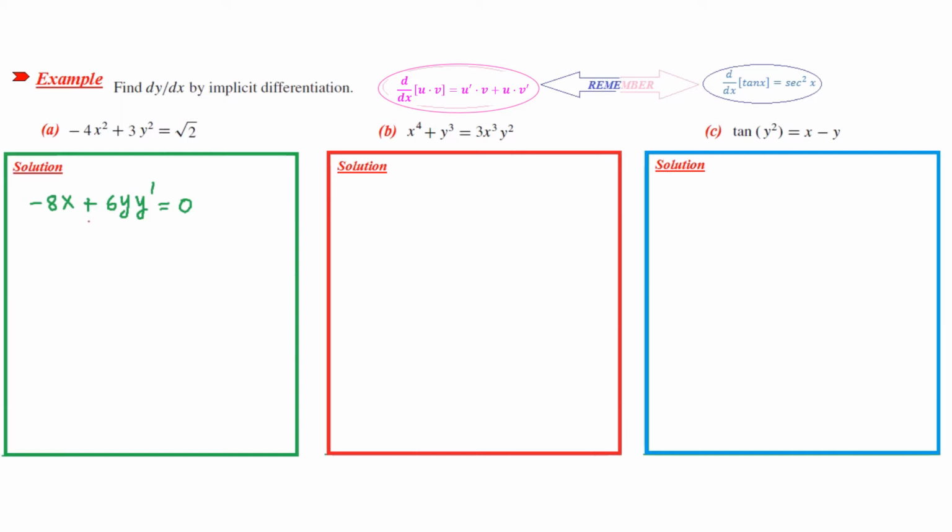Now you have to move negative 8x to the right hand side, and you will get 6y y prime equals to 8x. Then by dividing both sides by 6y, and simplify the right hand side, divide by 2 equals to 4, divide by 2 equals to 3, you can get the final answer, and y prime equals 4x over 3y.